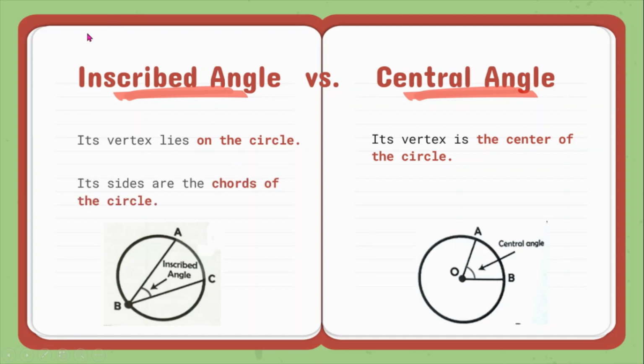Next, in an inscribed angle, its sides are the chords of the circle. As you can see here, its sides are these chords BA and BC. While in a central angle, its sides are the radii of the circle. As you can see here, its sides are this radius OA and OB. So its sides are its radii.